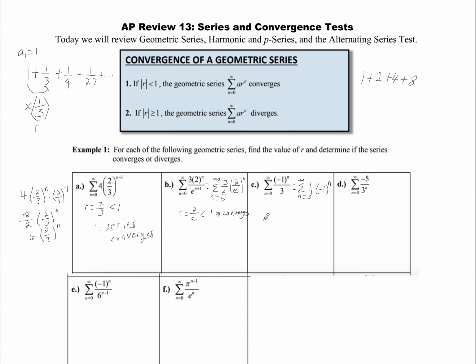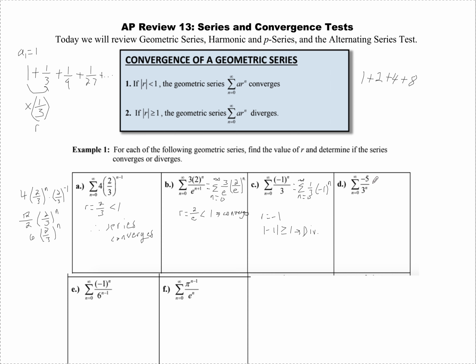Well, our r value at this point is -1, right? And the absolute value of -1 is greater than or equal to 1, therefore the series diverges. Now, if I wanted to over here, I could have called all these things absolute values. Ultimately that doesn't matter unless we're dealing with a situation where the r value is negative.